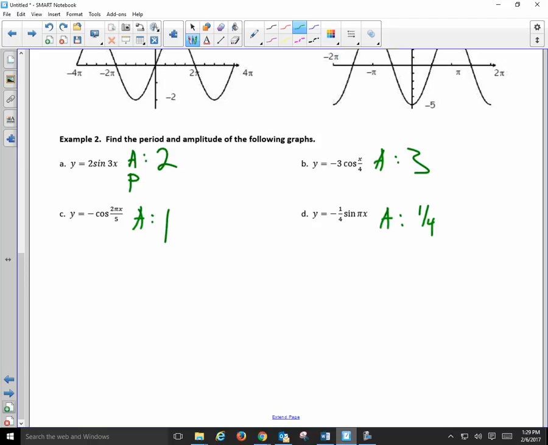The period is 2 pi divided by the number in front of x. So the period here is 2 pi divided by 3. What is the number in front of x here? 1/4. What's 2 pi divided by 1/4? 8 pi. So 2 pi over 1 divided by 1/4. You can see that when you divide the fraction, you multiply by the reciprocal, and sure enough, you get 8 pi.